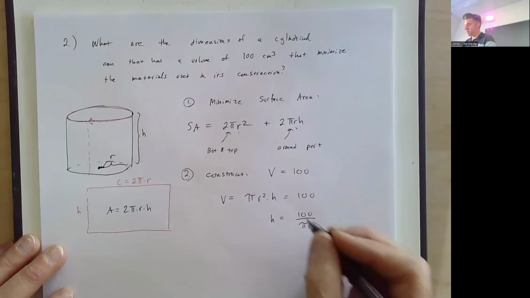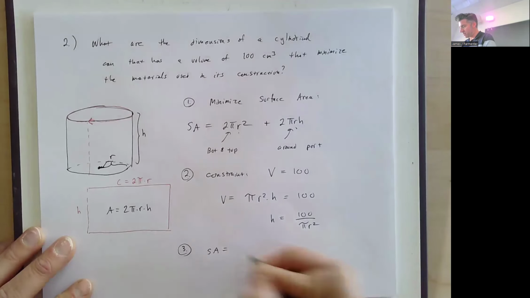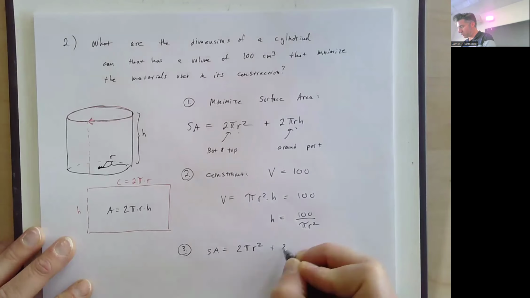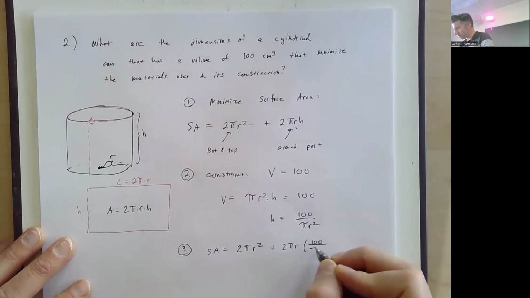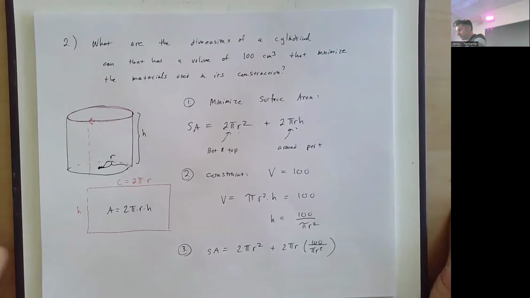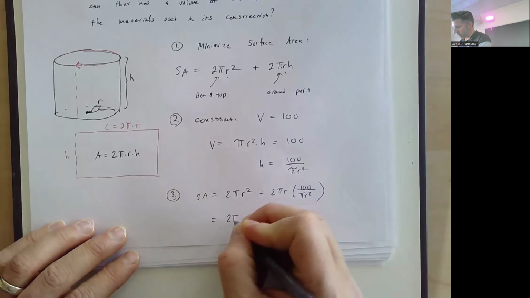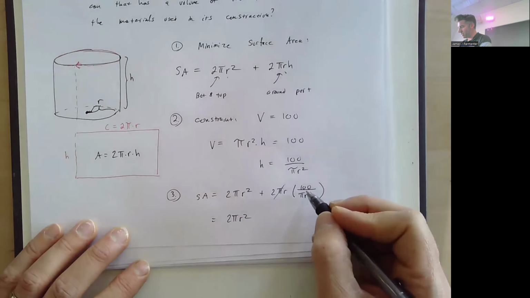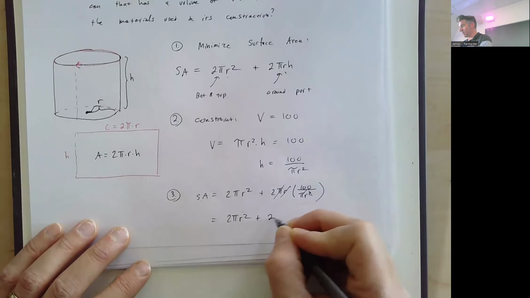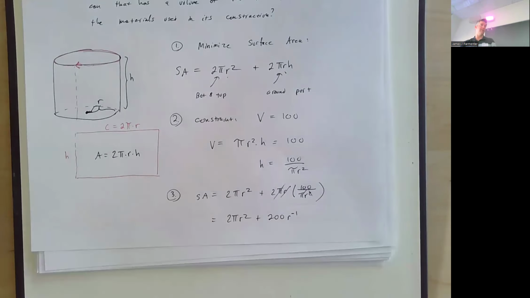And we're going to plug that in to our surface area. So now our equation is going to be that the surface area is equal to 2 pi R squared plus 2 pi R times 100 over pi R squared. We should definitely simplify this before we start differentiating. So I would rewrite this as 2 pi R squared. Pi's cancel here, and also an R cancels. So I have 2 times 100. Instead of writing 200 divided by R, let's write 200 times R to the negative first, so that the differentiation is not too terrible.